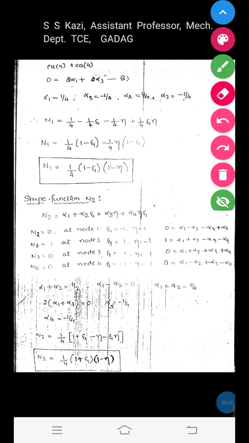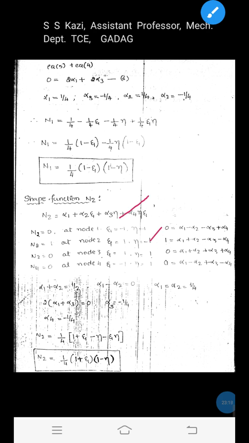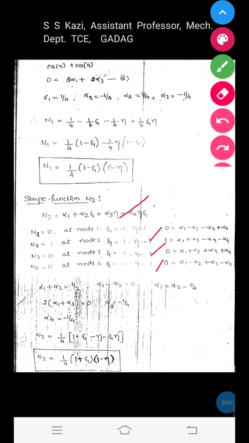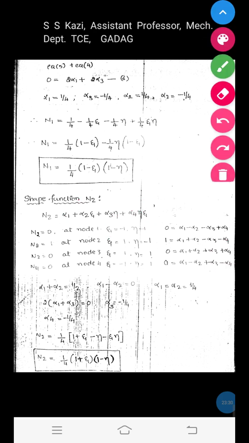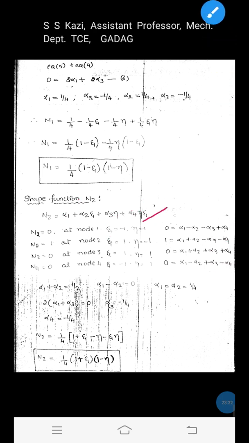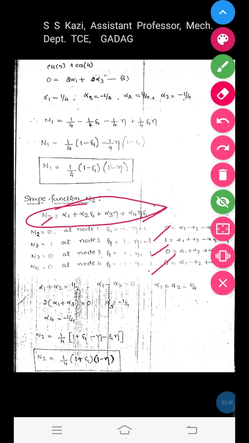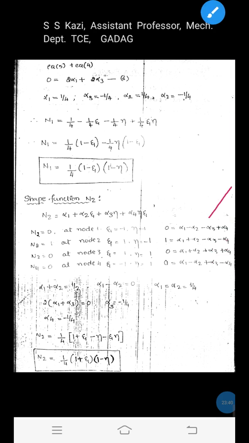Write the coordinate values of node 1, 2, 3 and 4 like this. Once you get n2 as 0 for node 1 and the coordinate values for node 1, we will get one equation. By substituting these node conditions 1, 2, 3 and 4 for n2 into this equation, we will get 4 equations. These are the 4 equations we got.